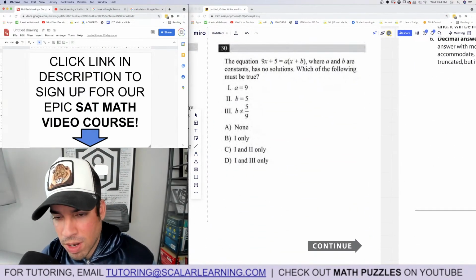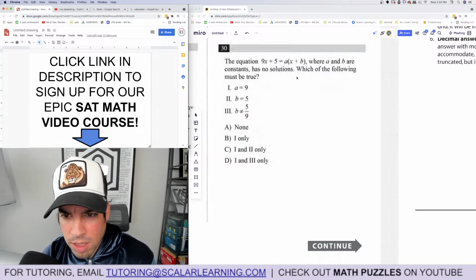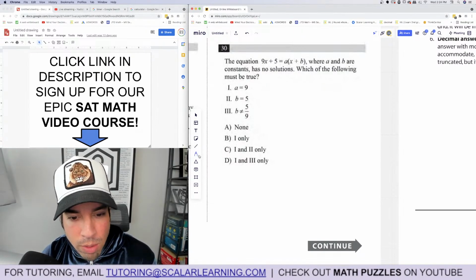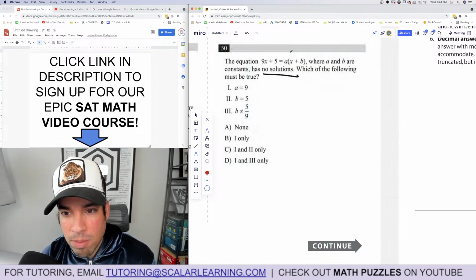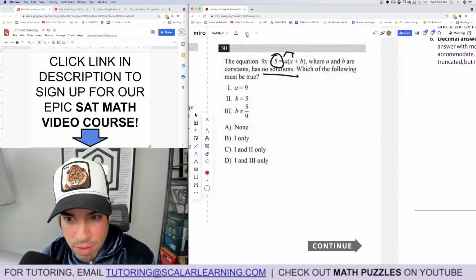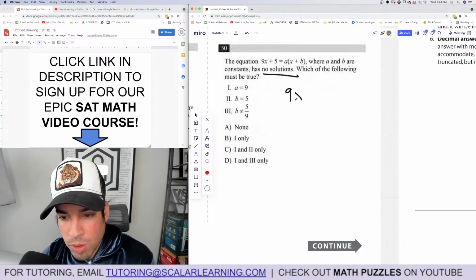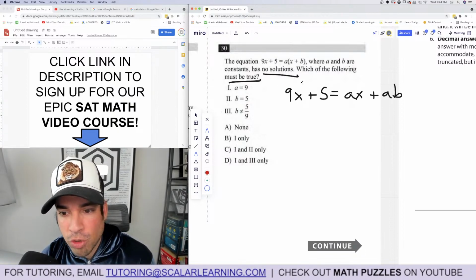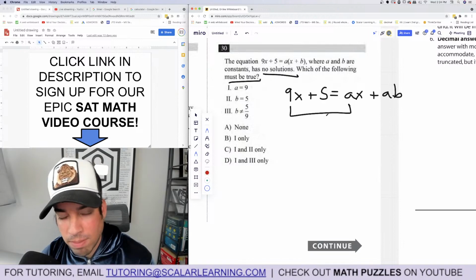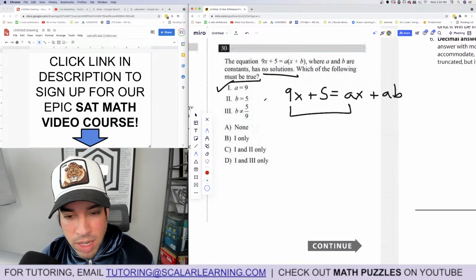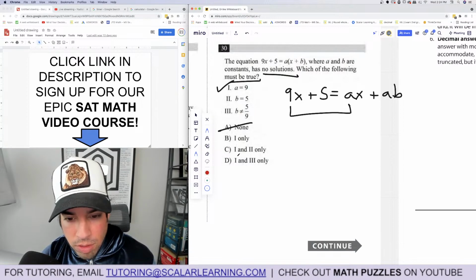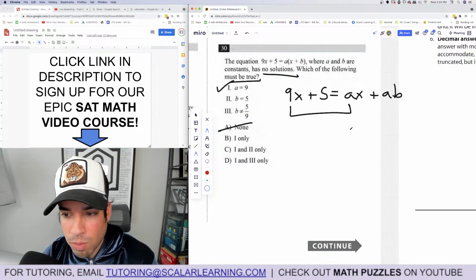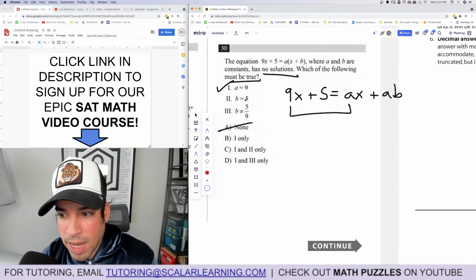The equation 9x plus 5 equals that, where A and B are constants, has no solutions. Okay, what do I always say? When there's no solutions, it means the x's are matched up and the y's have to be different. So if I distribute this, 9x plus 5 equals ax plus ab. Which of the following must be true? Well, A has to equal 9. That's a given because those guys have to be the same. So that's out. Oh, and then I'll have 1. Okay. B has to be 5.